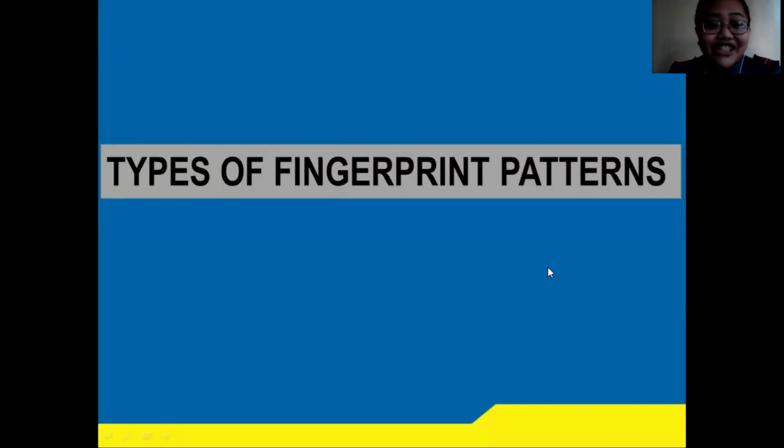Alright, future criminologists, I hope you've learned a lot about the basic principles and the background of the fingerprints. And for the continuation of this topic, I am going to discuss the types of fingerprint patterns. But before that, I will introduce myself again. I am Mary Kay Ponce, a BS Criminology second year student of STI West Negros University. And I am currently Agent 2 of the Junior Forensic Investigator Society.